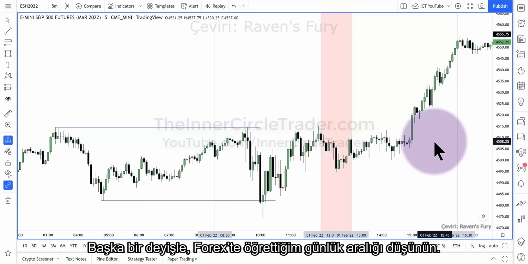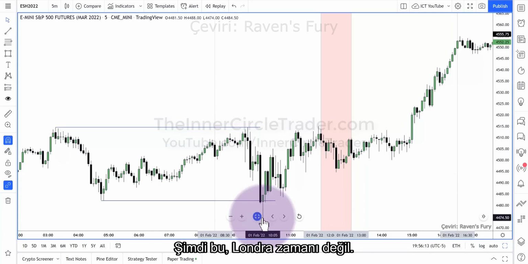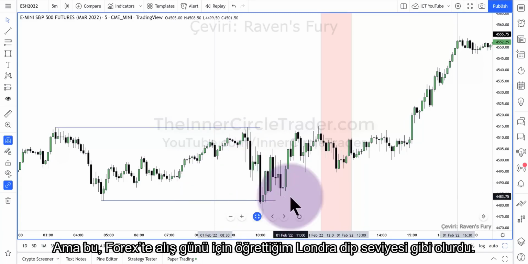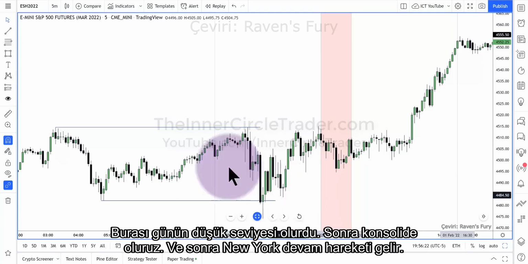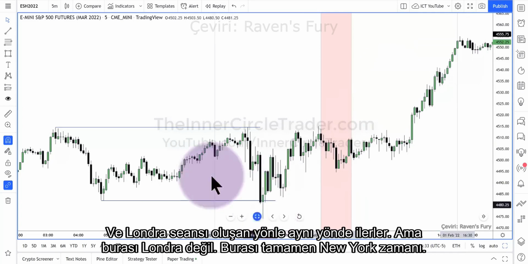So in other words, think about what I taught in Forex. The daily range, creating an initial high of the day and the low of the day here. Now, this is not the time of London, but this would be like what I teach as a London low in a buy day for Forex. This would be the low of the day. Then we consolidate, and then we get the New York continuation, and it runs in the same direction that the London session formed. But this is not London. This is all New York time.